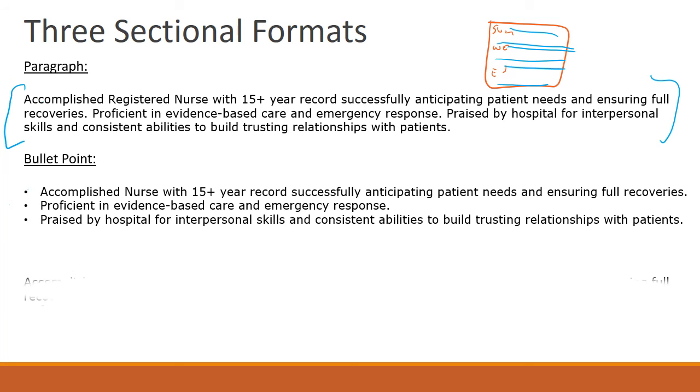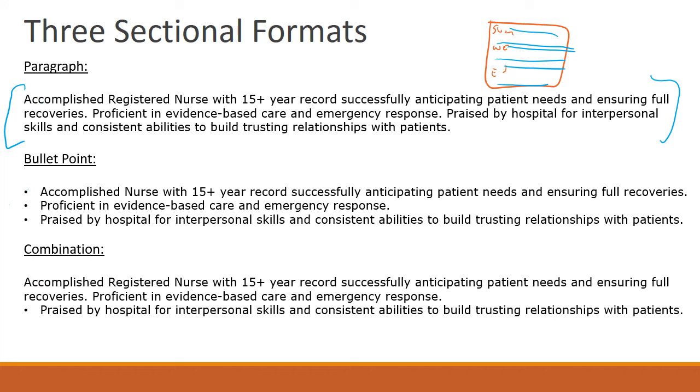The third is combination format. Combination format is where you do a little bit of paragraph and a little bit of bullet point. So let's say with this summary, I really want to highlight this part. Well, with combination format, I can make the first two sentences a paragraph, and then the last point, to make it stand out, make it a bullet point. That way, that third point really stands out to my reader, and they won't miss that part.